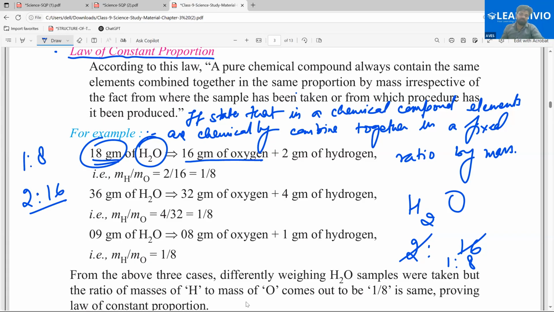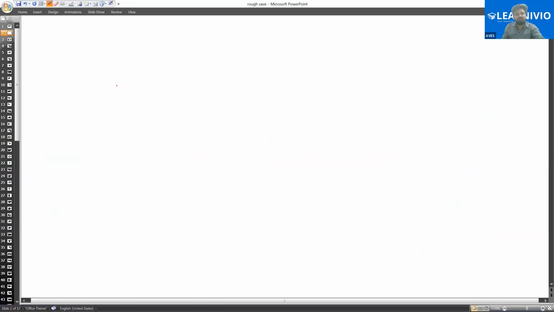For example, I have already explained this in the atoms and molecules chapter, that if you have H2 plus O2, it gives you H2O.